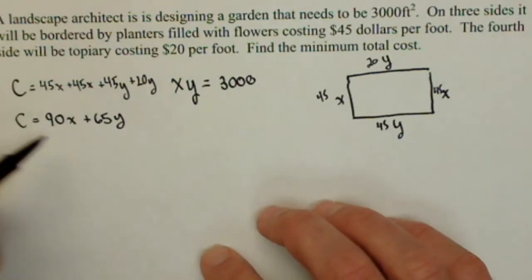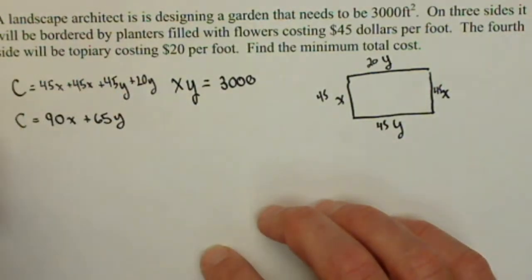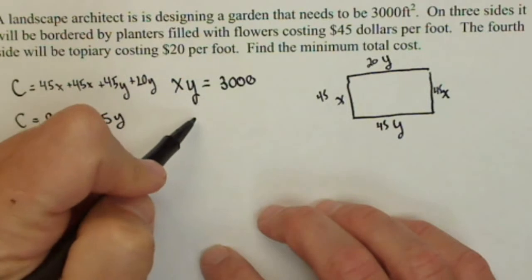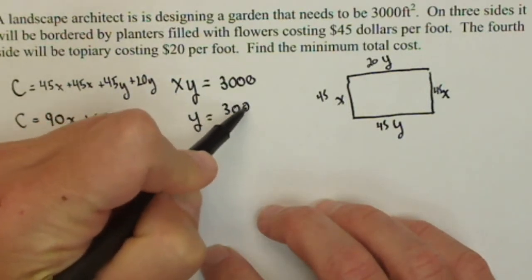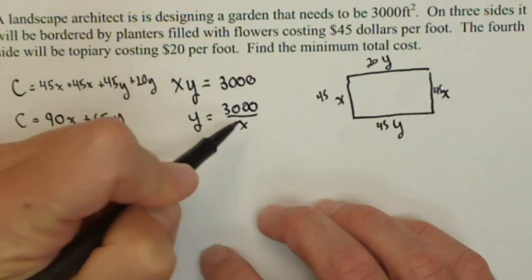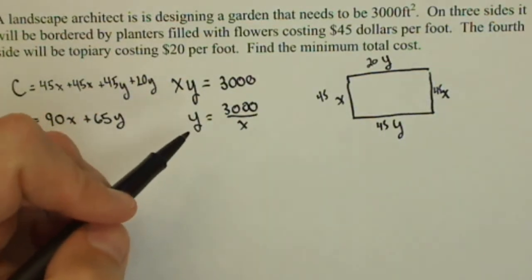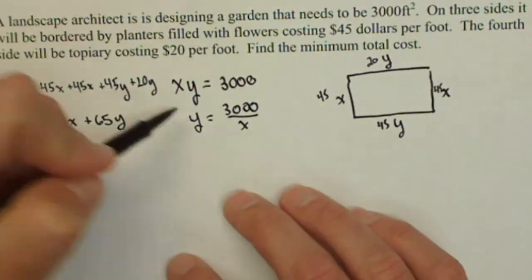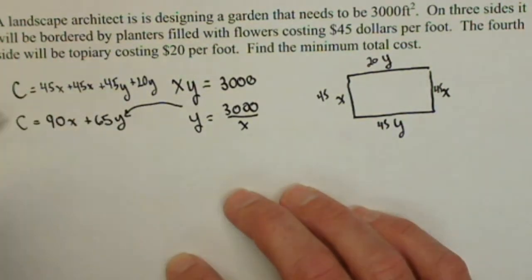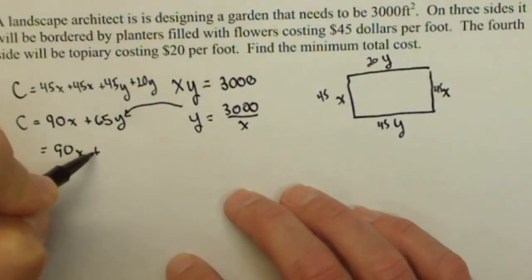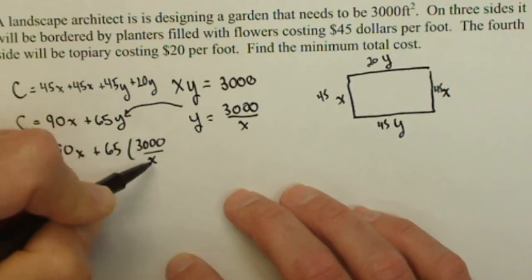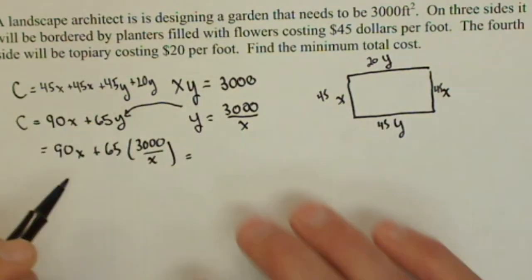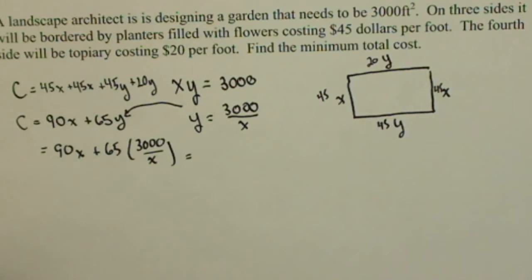Now what we do is we take our constraint equation, solve it for one of the variables, plug it in, and get it in terms of one variable. So perhaps I solve for y. So 3,000 over x. And I'm going to plug that in now for my y here. So I get 90x plus 65 times 3,000 over x. And we may want to simplify that just a little bit.